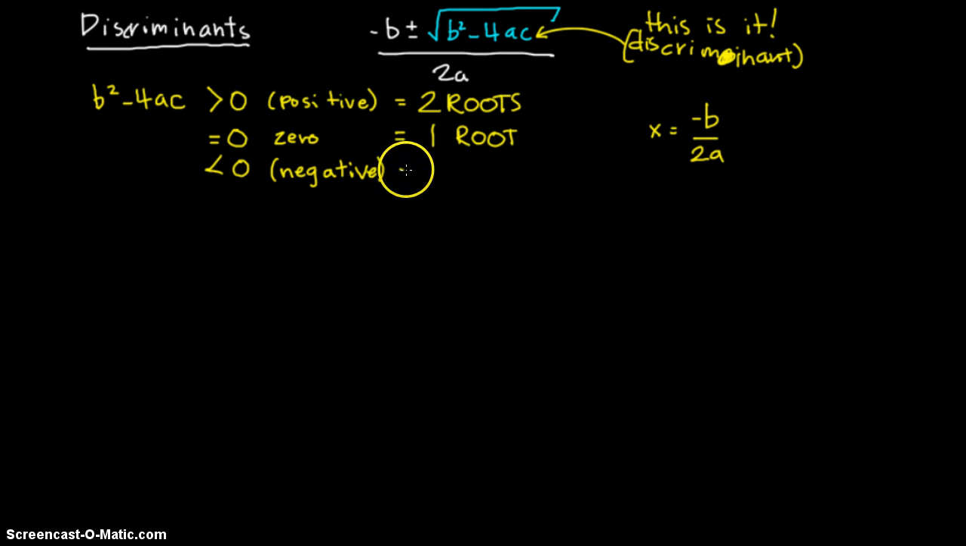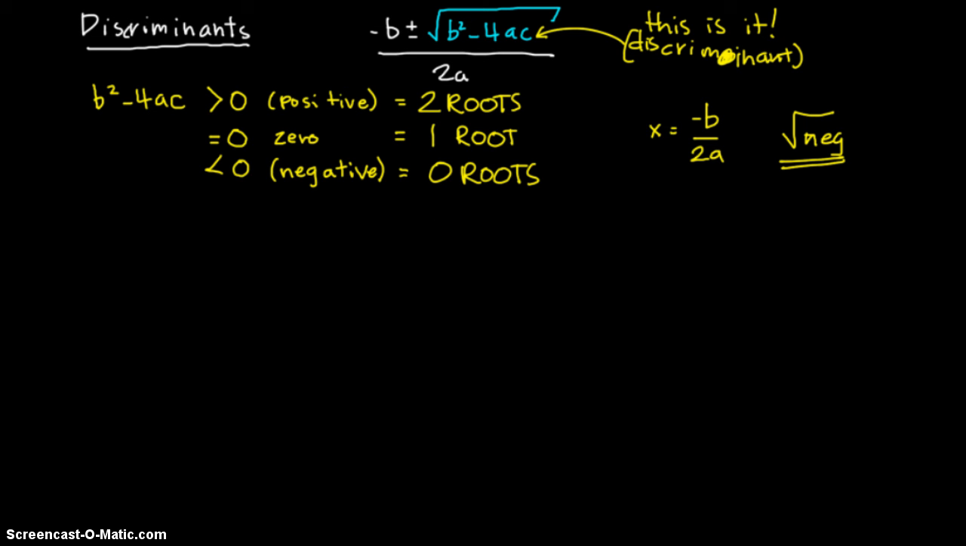And then if it's negative, what happens? Well, that means I'm going to have a square root of a negative number, and we already know I can't do that. It's impossible. So I will have 0 roots. Okay, that's it. That's everything. That's all you need to know. We're done. Okay, maybe we should do an example anyway.